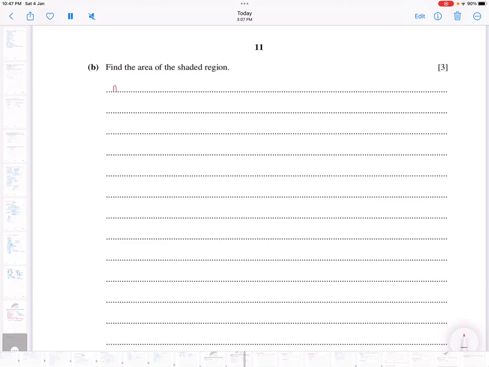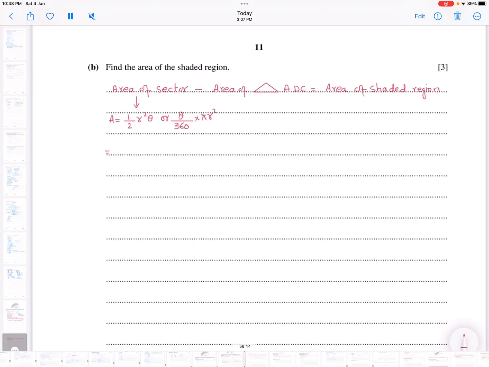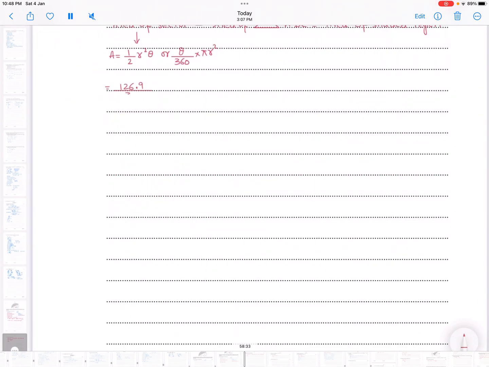Find the area of the shaded region. So area of sector minus area of triangle is equal to the area of the shaded region. Area of sector is 1 over 2 r squared theta, or theta over 360 into pi r squared. I'm going to use theta over 360. This is my value.